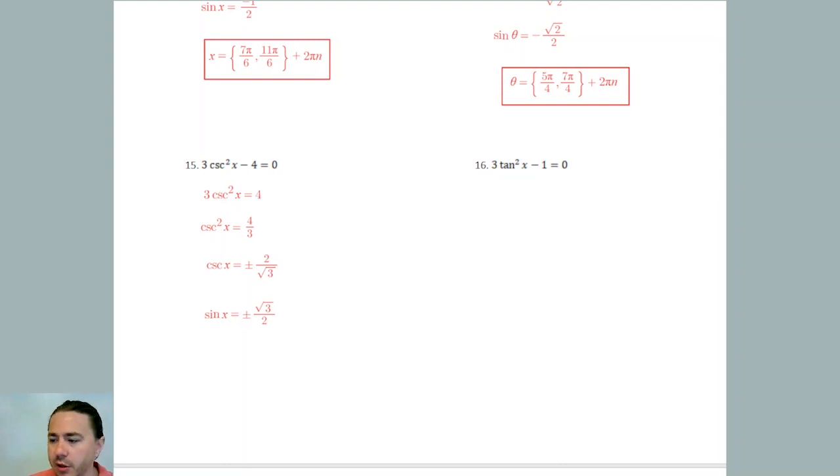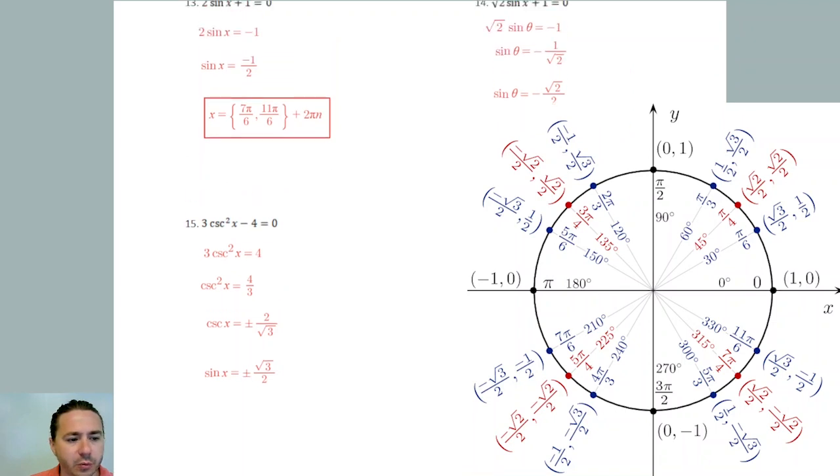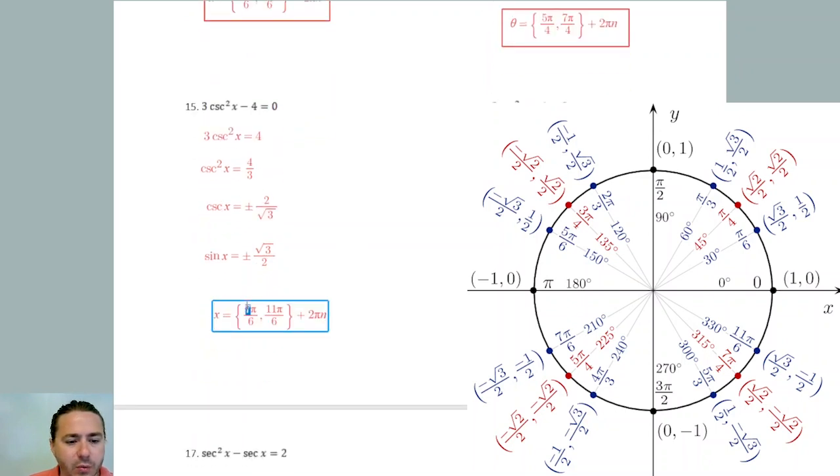So now I'm going to look at my unit circle, and I'm looking for where the y values are plus or minus root 3 over 2, and I see one at pi over 3, 2 pi over 3, 4 pi over 3, and 5 pi over 3. So there's a bunch of them. So let me steal one of these solution sets. And so x is going to equal pi over 3 and 2 pi over 3 and 4 pi over 3 and 5 pi over 3. And then we have the plus 2 pi n to indicate that we are going to get every solution, not just the ones on the unit circle.